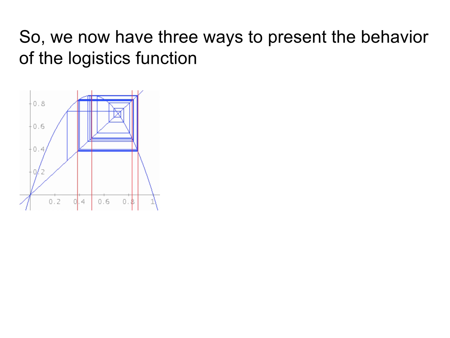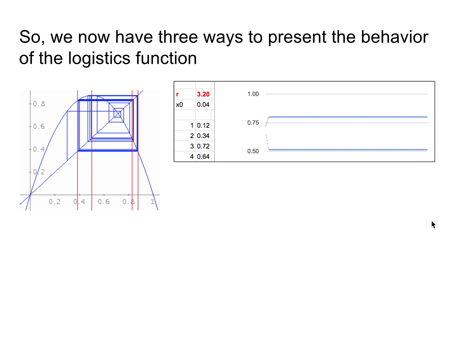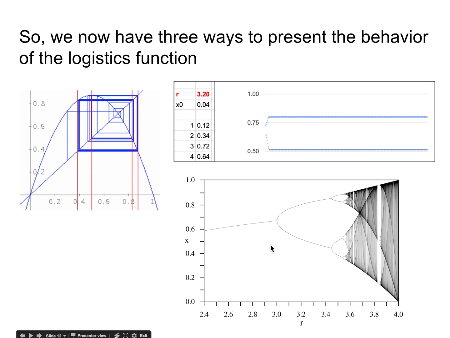So here's the example you saw before. Oh, actually, before we get to the math, I'm showing different ways to present the data. We could do it this way. Logistics function and a straight line can show us how the behavior occurs. Or we can do a spreadsheet. We see a similar thing. Or we can have the bifurcation diagram.